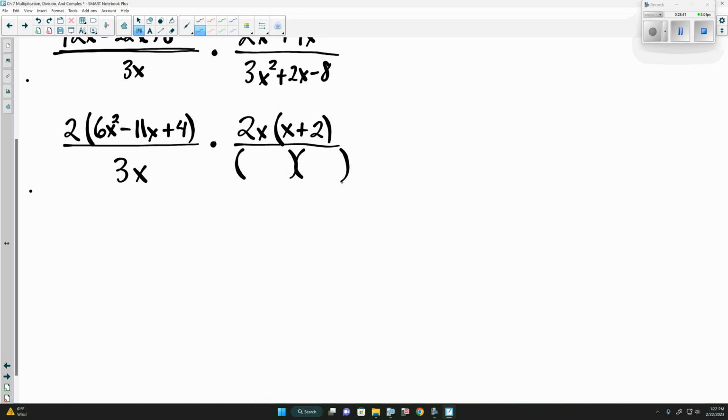Now 3x squared plus 2x minus 8. Since 8 is negative, our signs are opposite. One's positive, one's negative. Factors of the first term, factors of 3x squared: we will have x and x, 3 and 1. Where do we want to put the 3? Negative. Factors of 8 are 1 and 8, and 2 and 4. Where do we want to put the 2, and where do we want to put the 4?